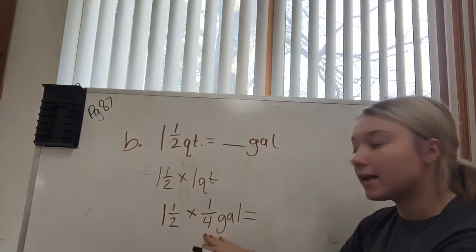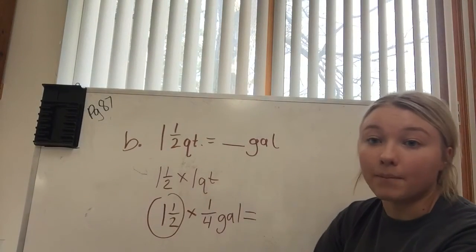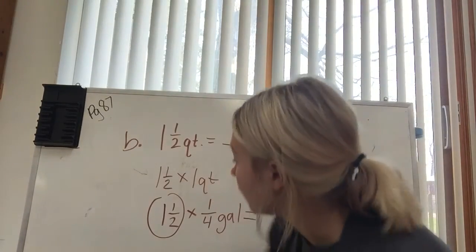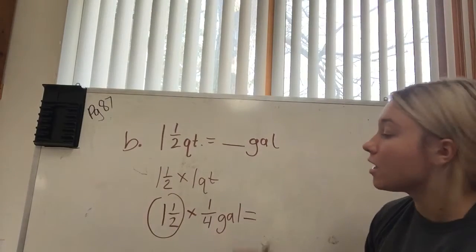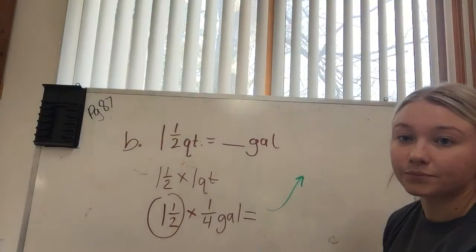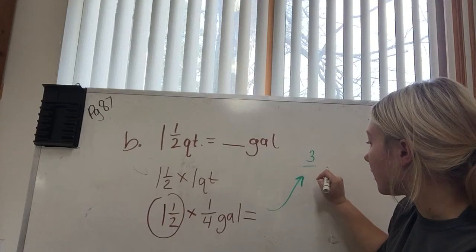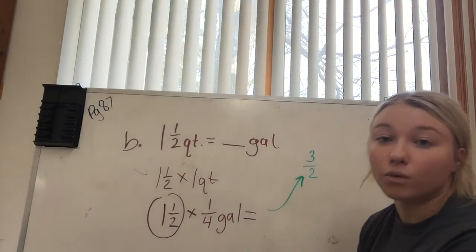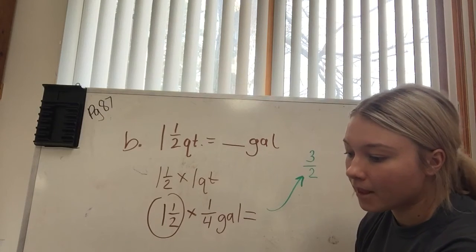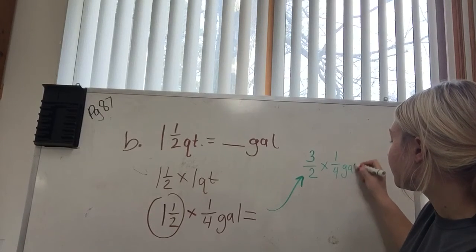So, and can we multiply this? No, we can't multiply this because this is a mixed number. We need to change it and make it into an improper fraction. So I'm going to take 1 1/2 and change it. So I'm going to go back up here. I'm going to change 1 1/2 into 3 halves, because there's 1 whole and then there's that extra piece, okay? And then I'm going to multiply the same by that 1/4 gallon.